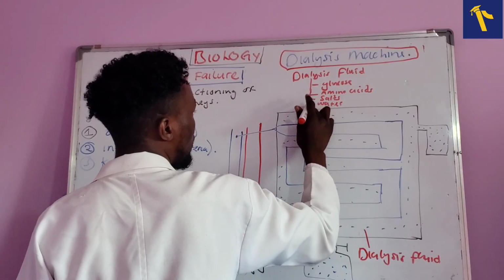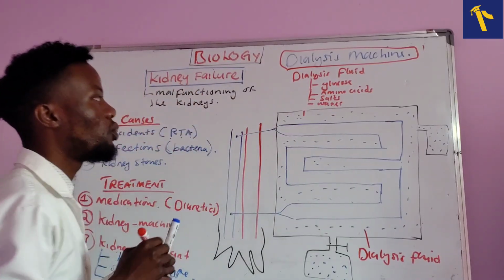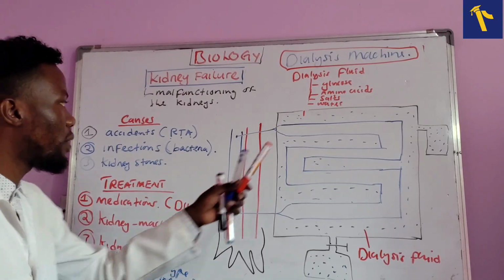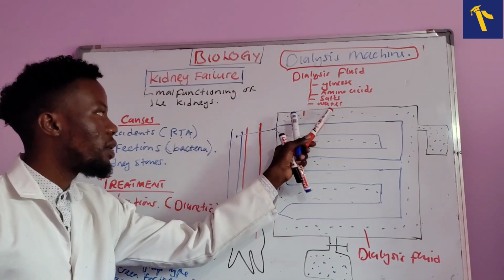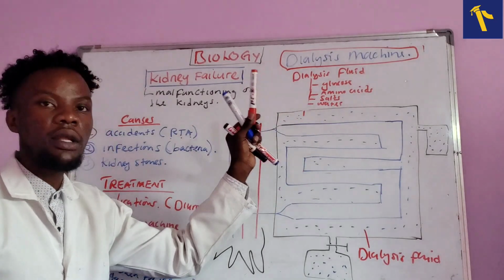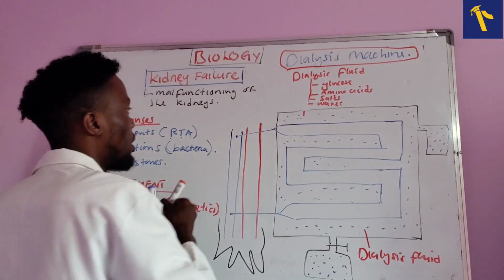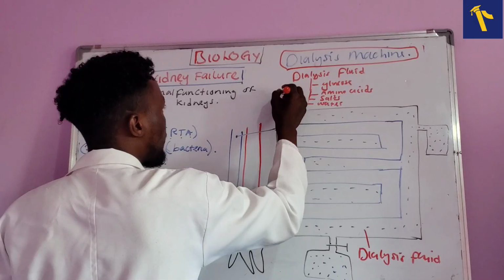Okay. So these are the things that you can find in the dialysis fluid. You can find glucose, amino acids, salts, and water. That's what you can find in the dialysis fluid. So these are the things that you can find.